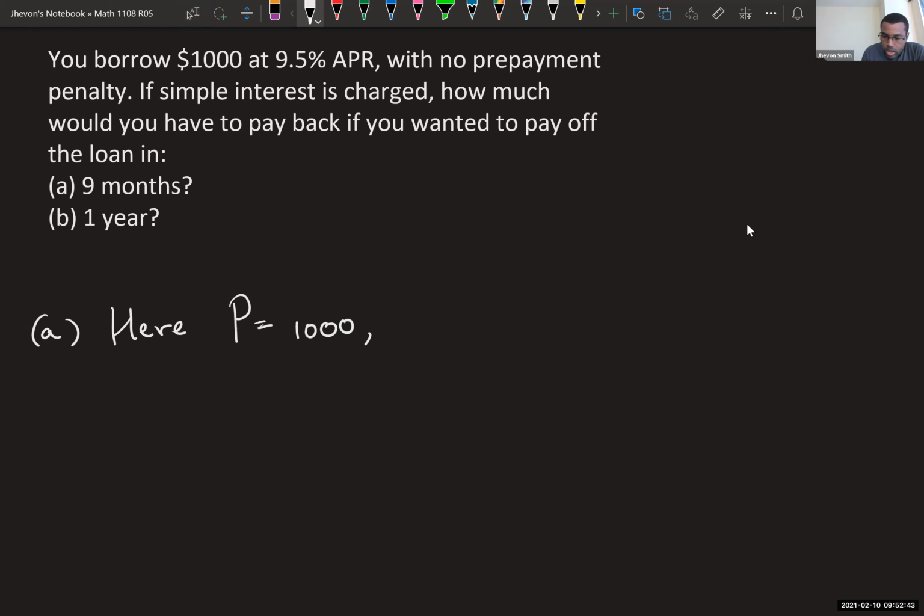The interest rate we call R, that is 0.095. So the interest rate, the percentage, is usually written as a decimal. Remember how to write, we spoke about this before. To convert a percentage to decimal, you divide by 100, or you move the decimal point two places to the left. So the 9.5 becomes 0.095, and you're going to use that number in your calculations. Remember, percent means divide by 100, per century. Okay, so that is your APR.